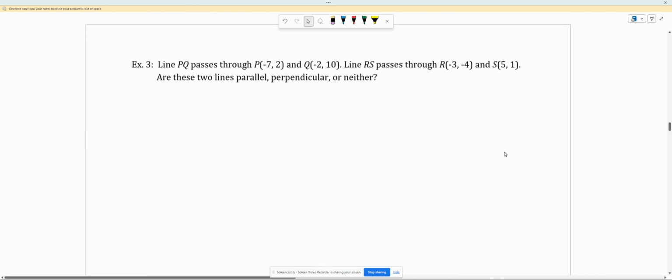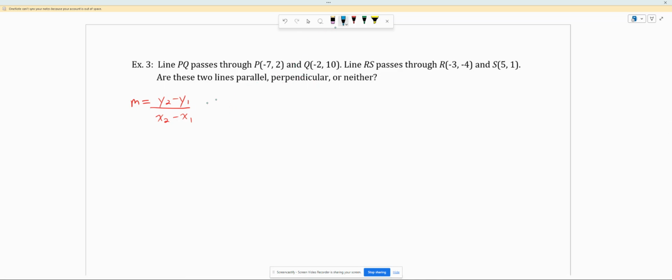Now we're given 2 points here. A line that passes through P and Q here, and another line that passes through R and S. So this is the exact same question as we just did, except we don't have a graph to count the rise over run. So we're going to use our equation. No problem. So recall that our equation is equal to y2 minus y1, the change in y, that's the rise, and the change in x. So there's our formula.